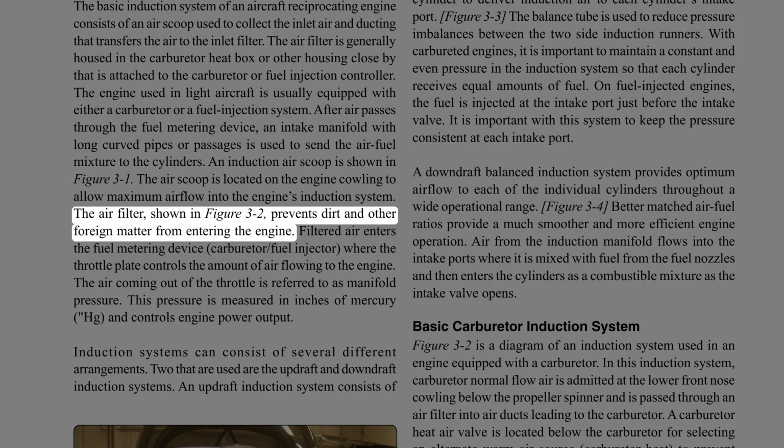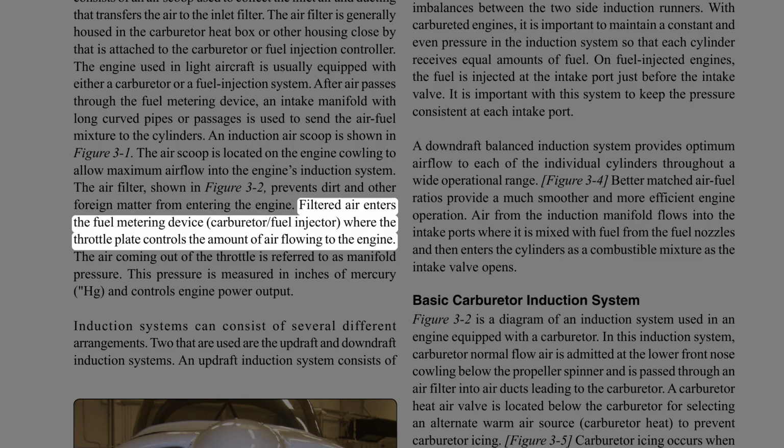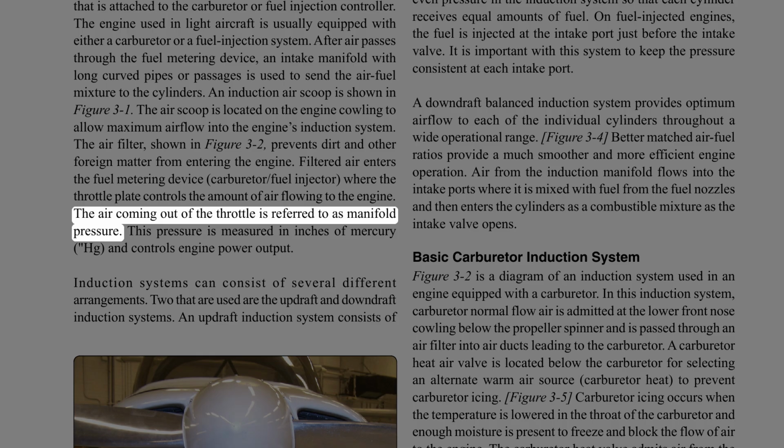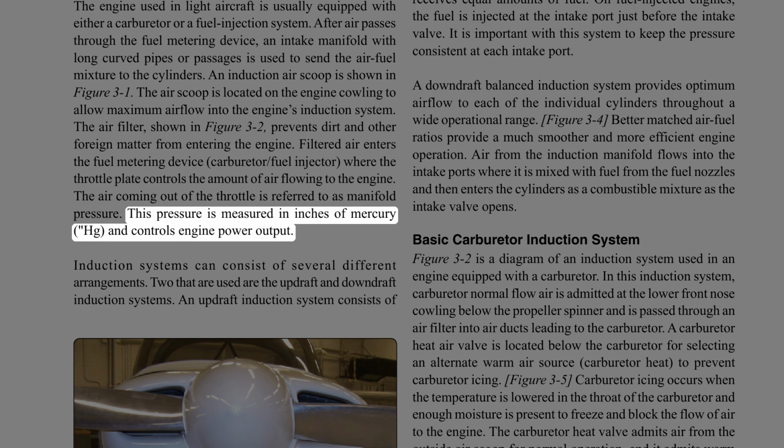The air filter, shown in Figure 3:2, prevents dirt and other foreign matter from entering the engine. Filtered air enters the fuel metering device, carburetor or fuel injector, where the throttle plate controls the amount of air flowing to the engine. The air coming out of the throttle is referred to as manifold pressure. This pressure is measured in inches of mercury, Hg, and controls engine power output.